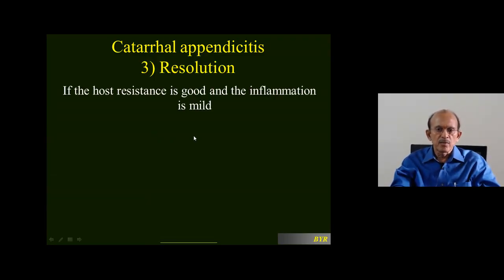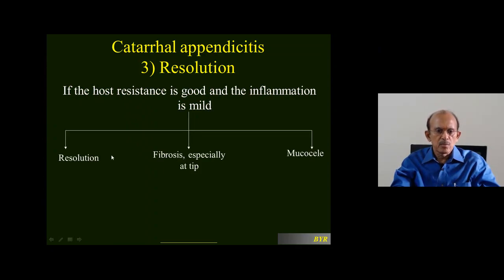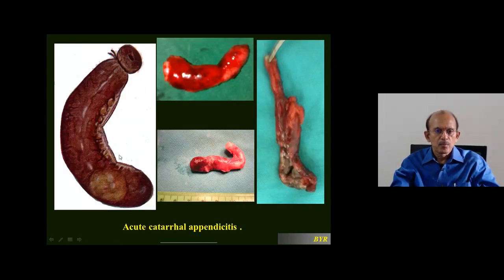If host strength is good and inflammation is mild, there will be resolution. You can see this is acute catarrhal appendicitis, and all these features are acute catarrhal appendicitis in various stages. You can see here there is development of gangrene at the tip. Here also at the tip there is gangrene. Here the whole thing is very much congested and edematous. And here the whole appendix has become gangrenous. Whenever the inflammation is severe and prolonged or delayed, this can happen.